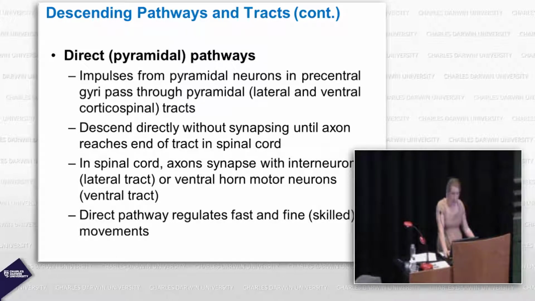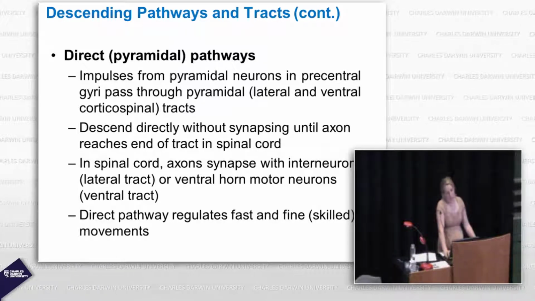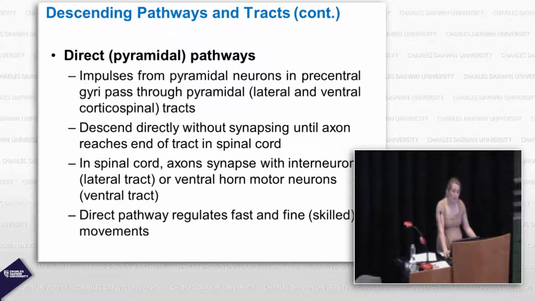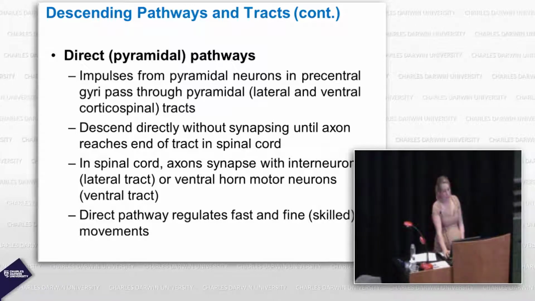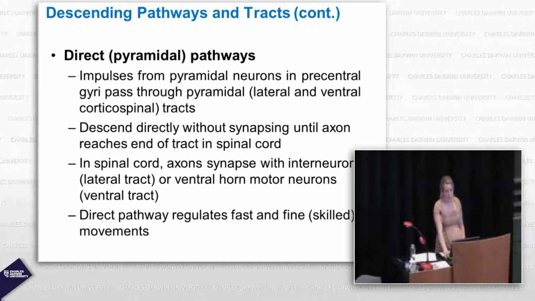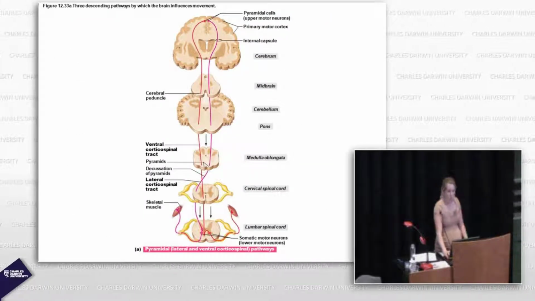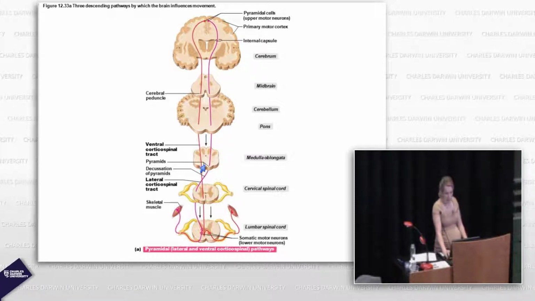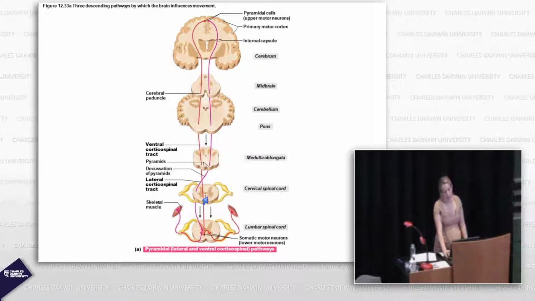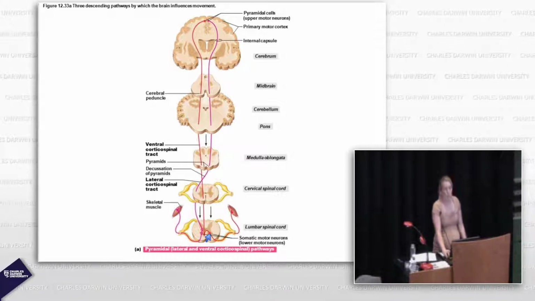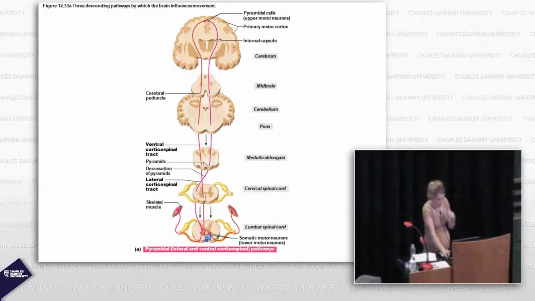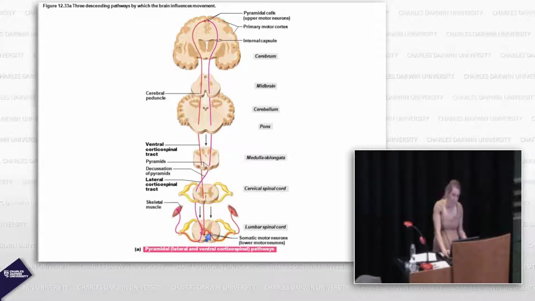They descend directly without synapsing until they reach the end of the tract in the spinal cord. In the spinal cord, the axons synapse with the interneurons or the ventral horn motor neurons. So basically travelling all the way from the brain down through the pyramids of the medulla, and then, depending on where they're going to, into the ventral horn of the spinal cord, and that's where they'll synapse, and then we have the lower motor neurons leaving the ventral horn, going to the skeletal muscle.